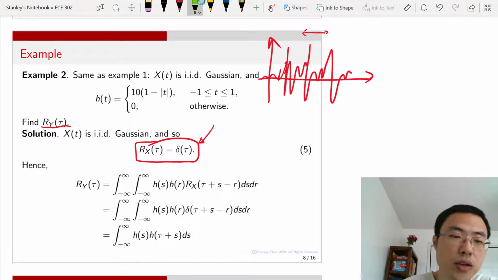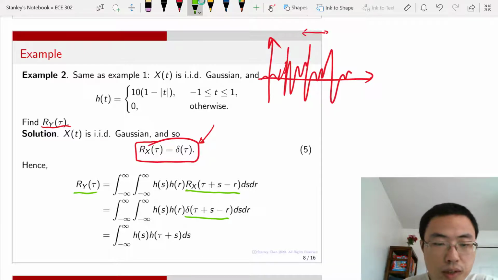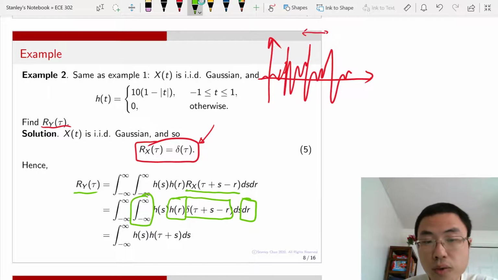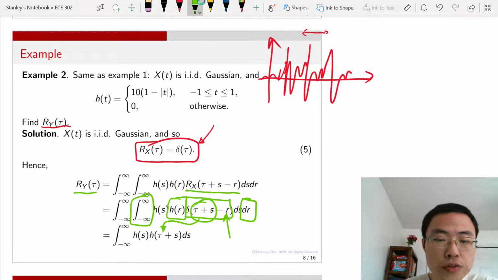Now we ask, then what is the autocorrelation function of y? It turns out that the autocorrelation function of y is determined by substituting your Rx with a delta function. Okay, so when you have this delta function here, then you ask what is the integration? Well, let's say we do the integration with respect to r in your delta function. Then the delta function will say that, look, since this is your dummy variable, this has to come out as your h. Okay, and therefore you are really just shifting your h(r) towards the new center, which is tau plus s.